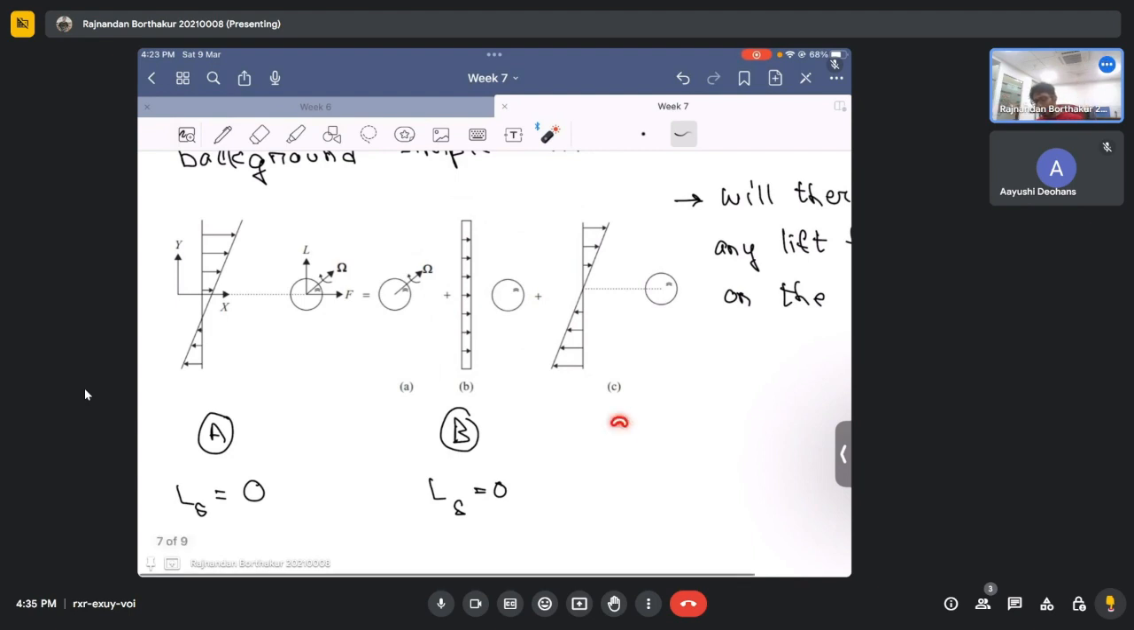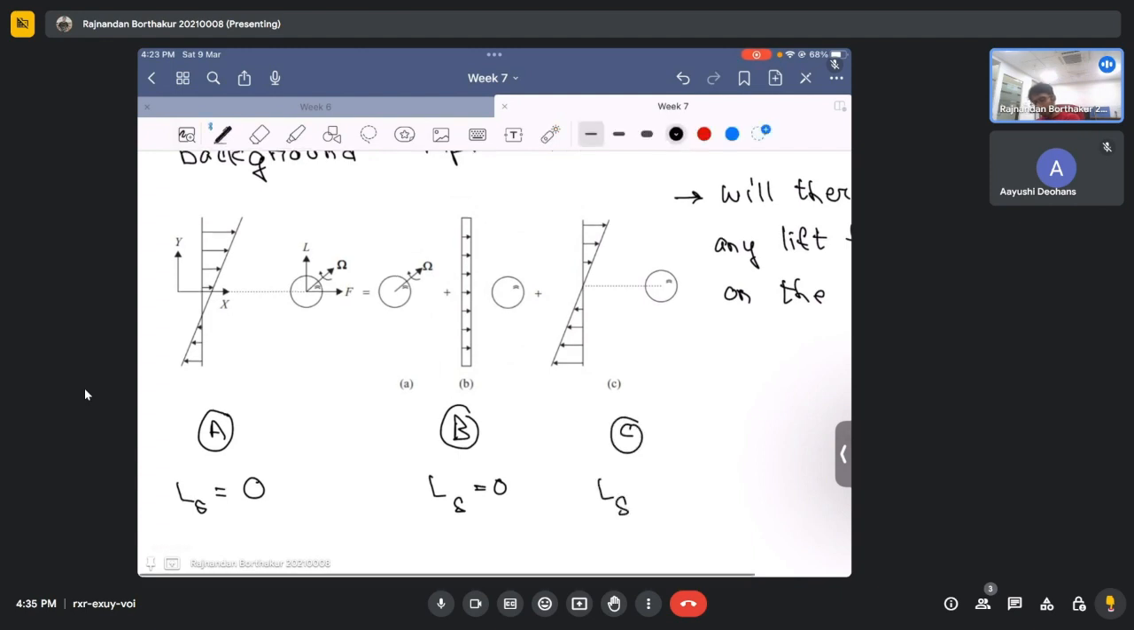Similarly, for case C, the lift force will again be equal to zero. This is because this flow cannot cause a lift of the sphere, again because of the symmetry breaking. Let's say I have a flow in this direction, so there is this flow coming here, and let's say there is this flow which is basically going in this direction.